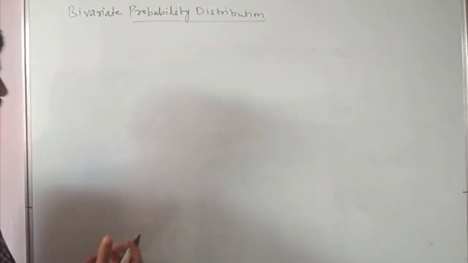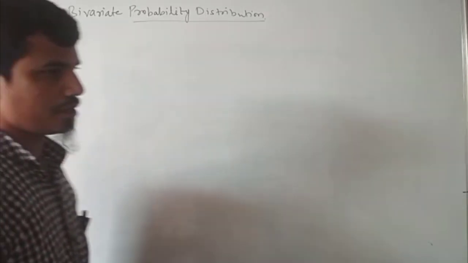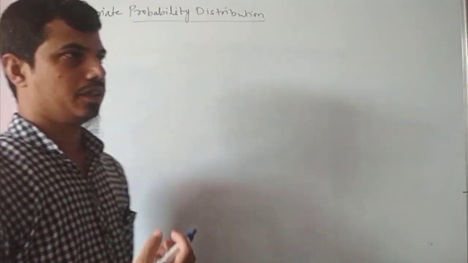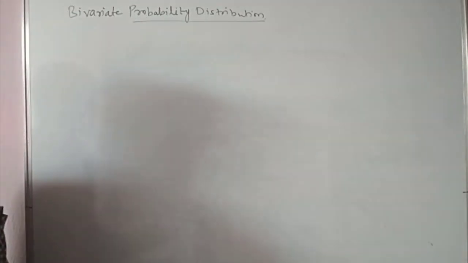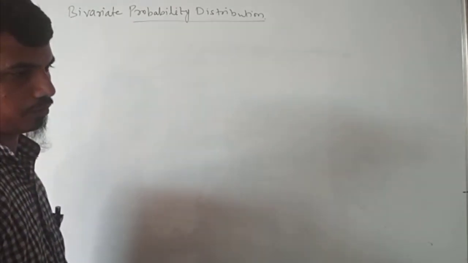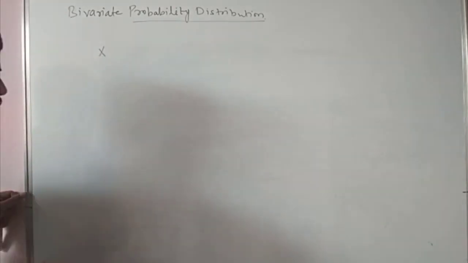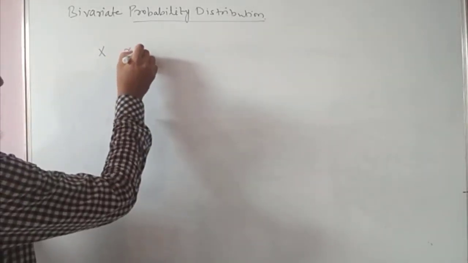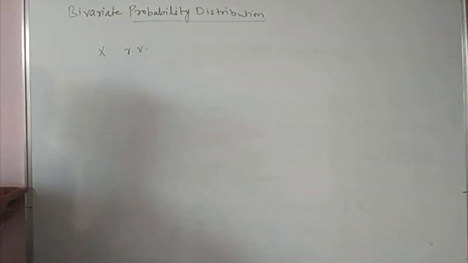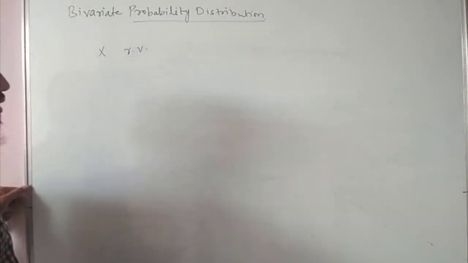Suppose we consider one random experiment, and we represent the outcome of the random experiment with the help of a variable. Suppose x is a variable which is associated with the outcome of a random experiment. Then x is called a random variable. So we define one random variable as the outcome of some random experiment.